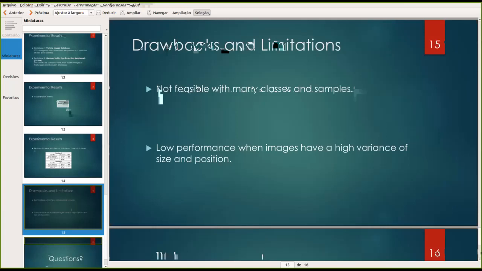The limitations of our method that we observed during the test phase: it is not feasible with many classes and samples, because this method is memory expensive, and a high number of classes and samples demands a lot of memory.